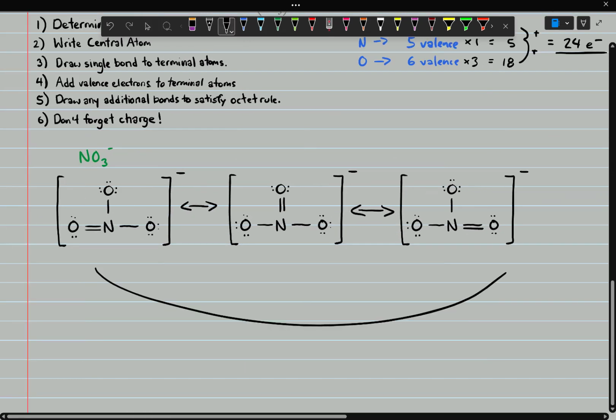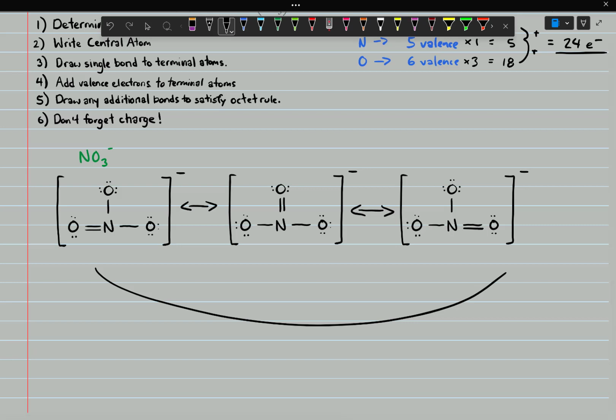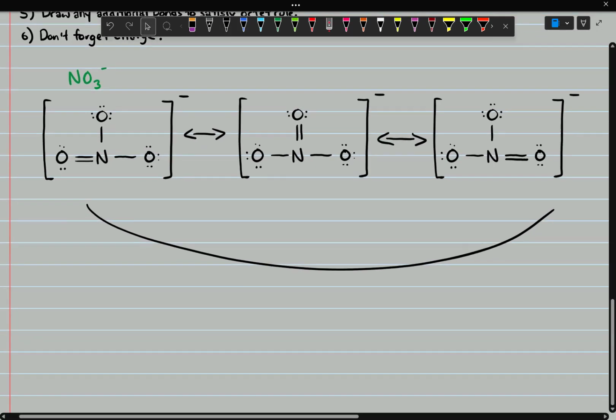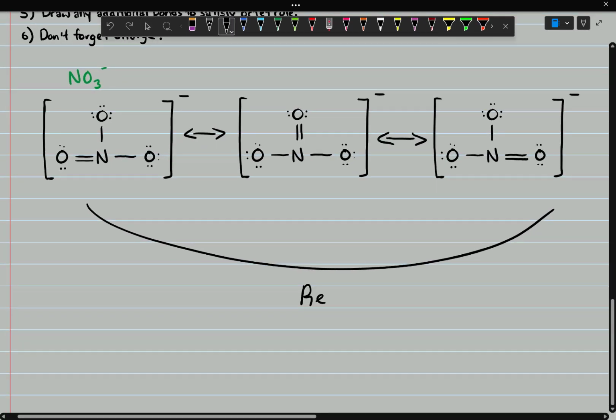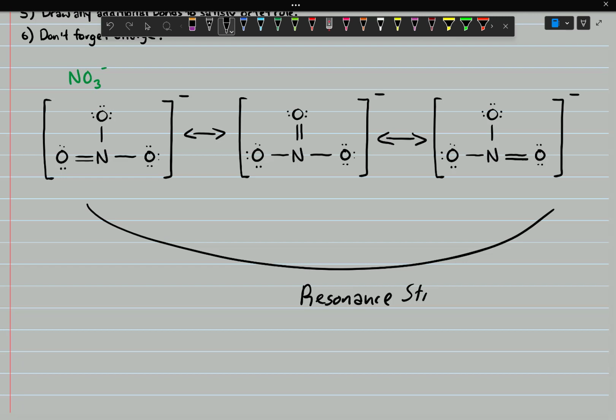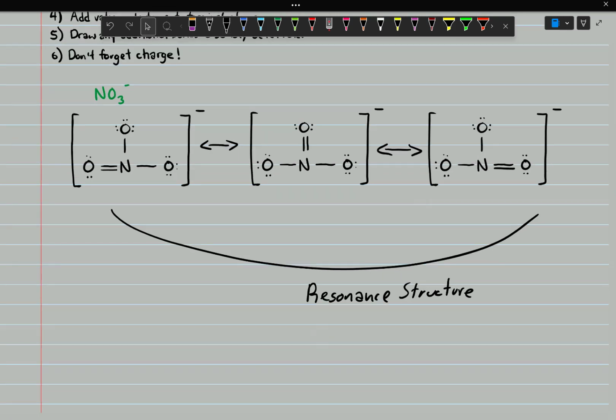So this is your answer. It's not just one of them. One of them is incorrect. You have to represent that it could be any one of these three, and this is what we call a resonance structure. Alright, so this would be your answer to this problem.